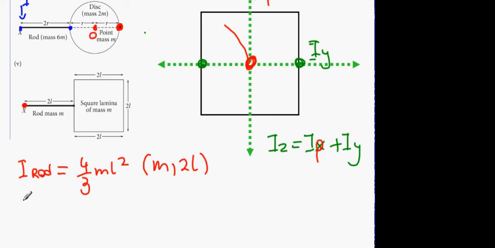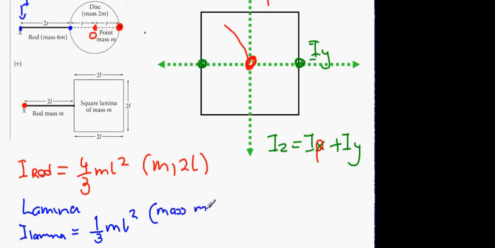The lamina will be done in blue here. Now, the lamina. Anybody remember the equation for I-lamina? We proved it in the last section. It's going to be 1/3 ml squared, for mass M, length 2L. And remember I said it's completely independent of its width. It doesn't actually matter.